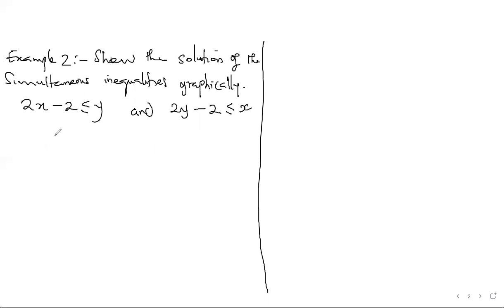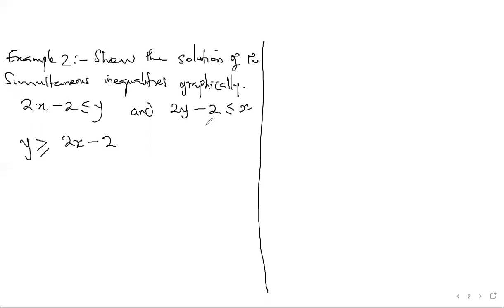So I would advise you first write the inequalities in the manner that you have only y appearing on the left. So if I want to write this such that I have y appearing on the left, it's going to be y greater than or equal to 2x minus 2. Because if 2x minus 2 is less than or equal to y, it means y will be greater than or equal to 2x minus 2.